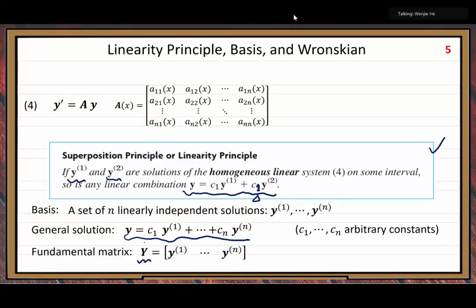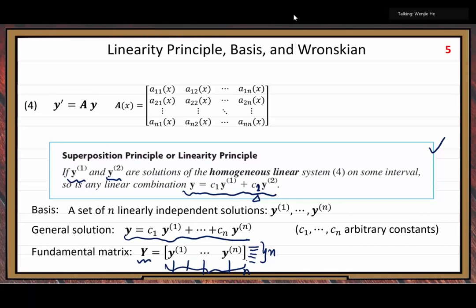We put them one by one. Each solution we use as a column vector, so we have n column vectors. Each one has n components, right? So horizontally n rows, vertically also n. So this fundamental matrix, capital Y boldface, is an n by n matrix.